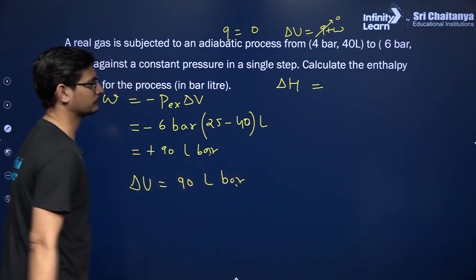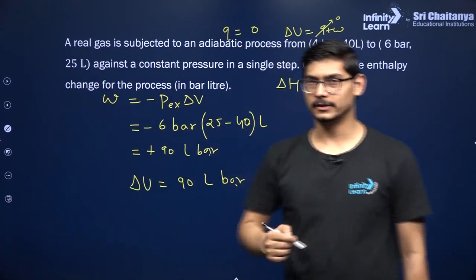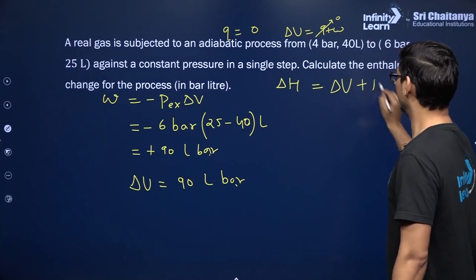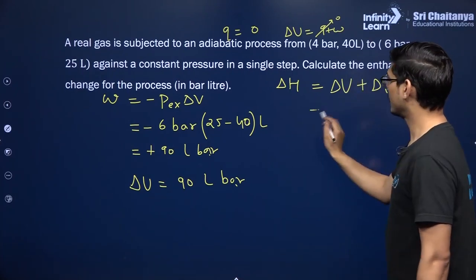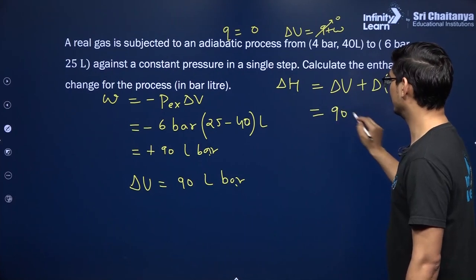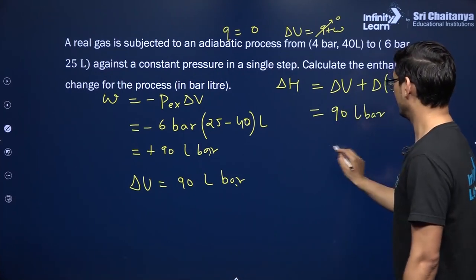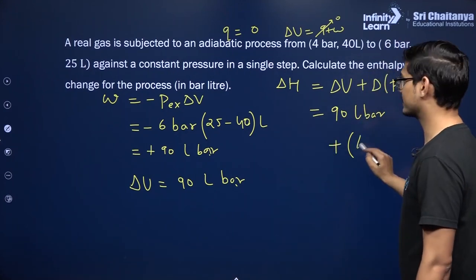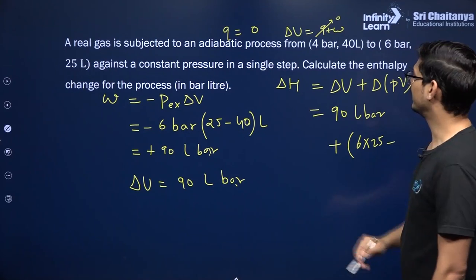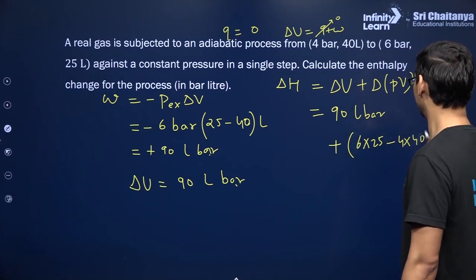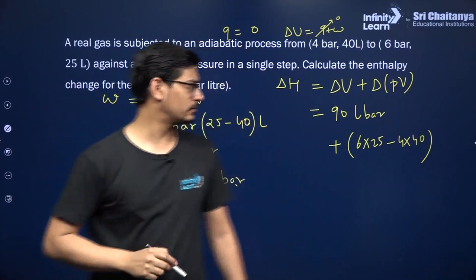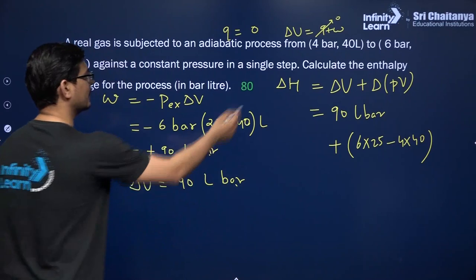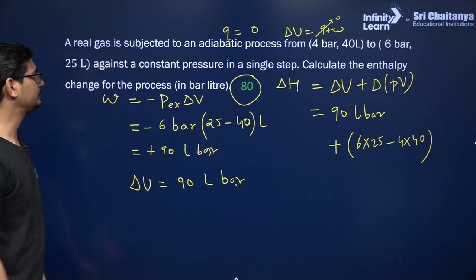Now let us come back to the enthalpy. Enthalpy H is equal to U plus PV, or delta H is equal to delta U plus delta of PV. Delta U we have just calculated, right, 90 liter bar, and delta of PV is P2V2 minus P1V1. So 6 into 25 minus 4 into 40, right? So you can do that calculation. 150 minus 160, that is minus 10, 90 minus 10, that is 80 liter bar. So that is the correct answer.